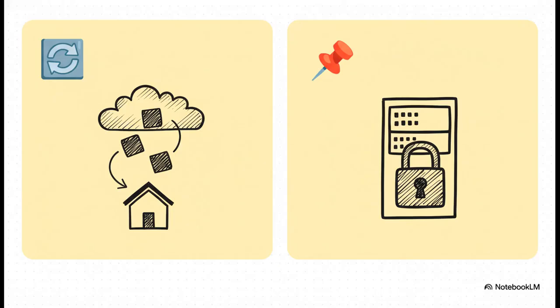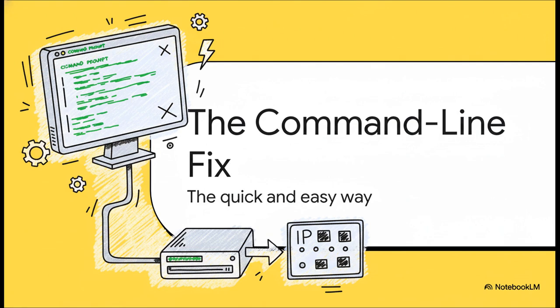And this is where it gets interesting. On the left, you've got the dynamic IP. This is what most of us have at home. It's a temporary address that your internet provider just hands out and it can change. But on the right, you have the static IP. This is a permanent, fixed address that never changes. And you'd want that for something you need to connect to reliably, like a home media server, or if you're setting up remote desktop. All right, enough theory. Let's get our hands dirty and actually fix this thing.